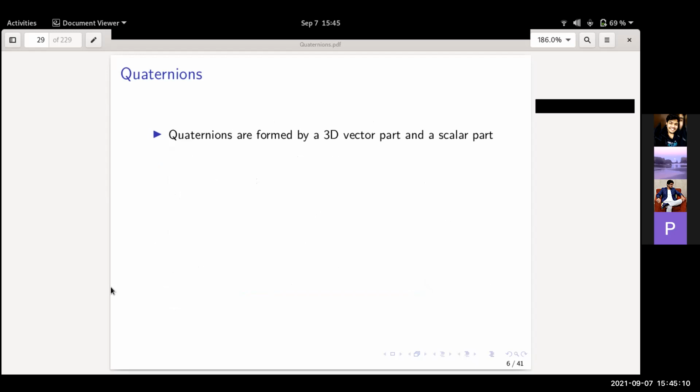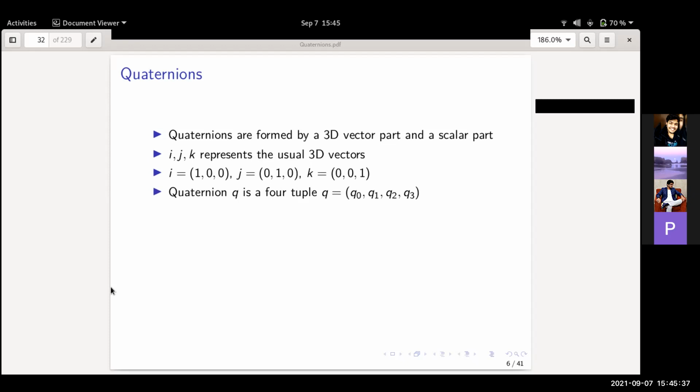So let us look at these quaternions in more detail now, from an operator's perspective, basically how to operate on them. They are formed by a three-dimensional vector part and one scalar part. The components i, j, k represent the three-dimensional vector part. i can be thought of as 100, j is 010, k is 001. These are just representations, okay? And in general, q is a 4-tuple.